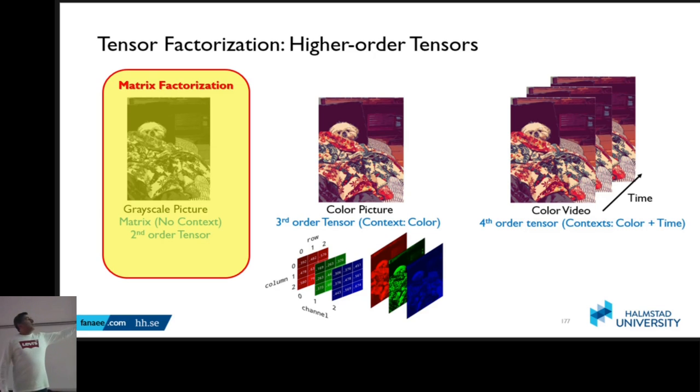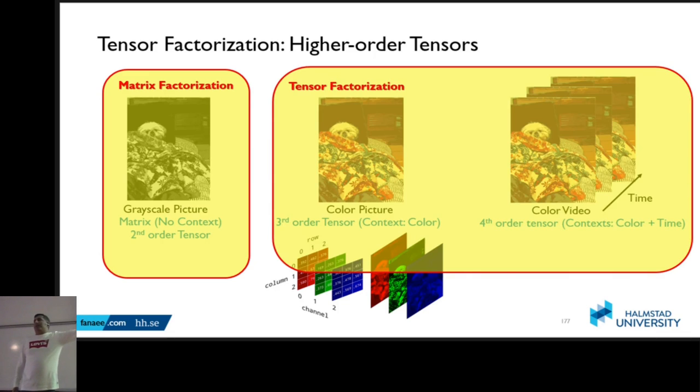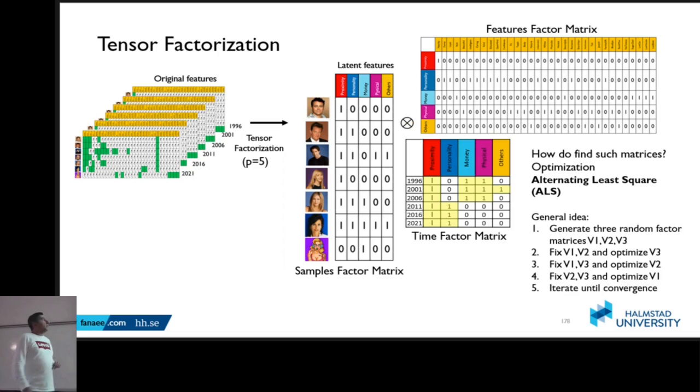So we can apply tensor factorization on this data, but matrix factorization cannot be applied on the second and the third case, right? You need a special tool, and that tool is tensor factorization. The idea of how to calculate tensor factorization is like matrix factorization, nothing very different, but the most common optimization method is the alternating least squares method.